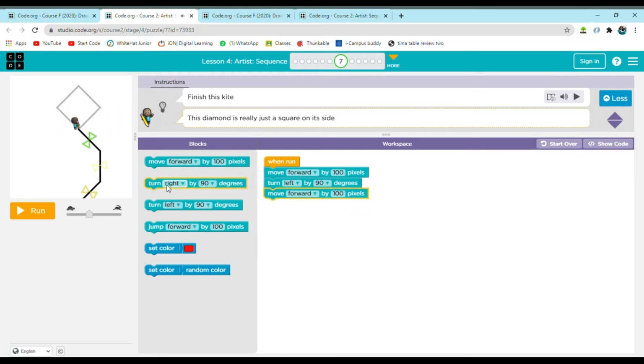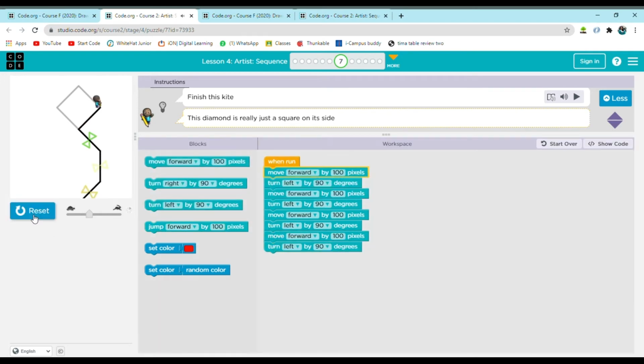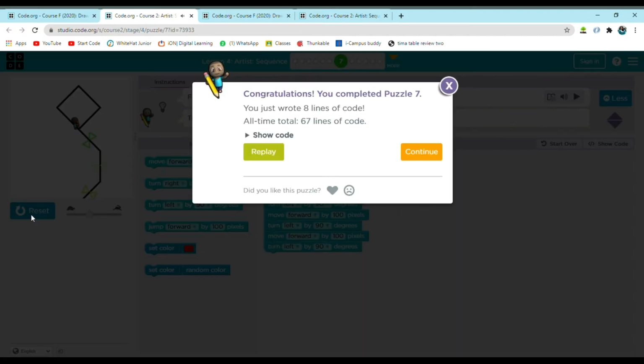Move forward, turn left by 90. Move forward, turn left by 90. Move forward by 100 pixels and turn left by 90 degrees. I think it will work now. Yes, we finished it. Let us go to the next challenge.